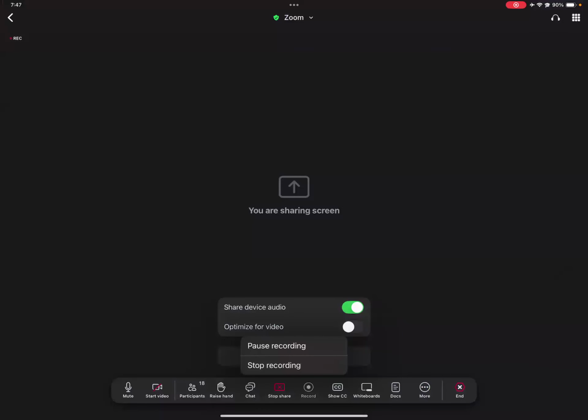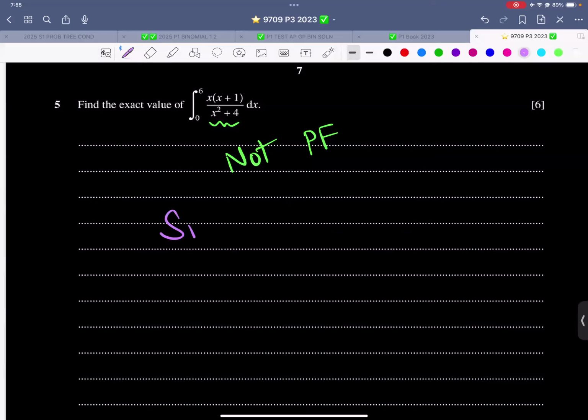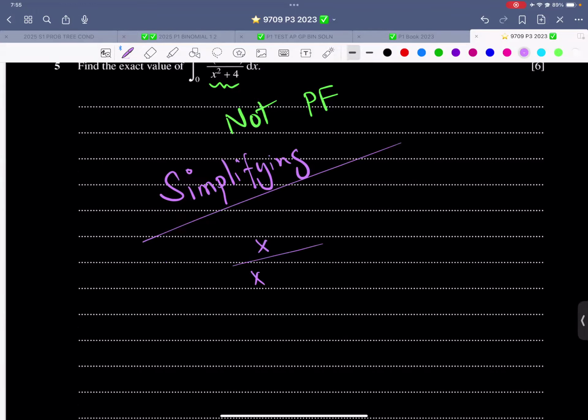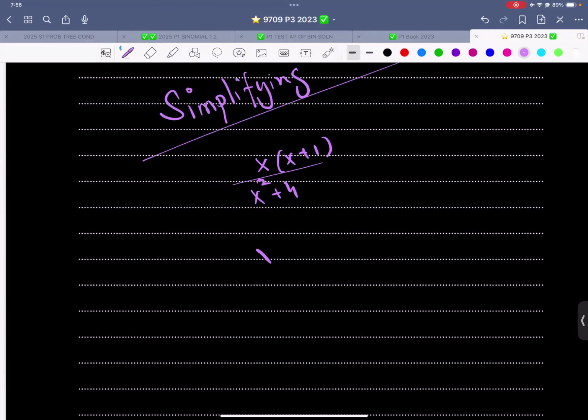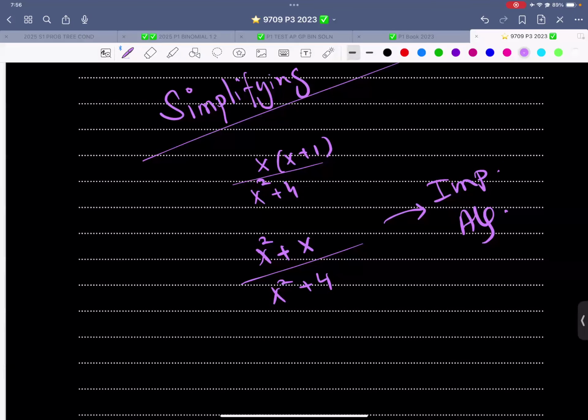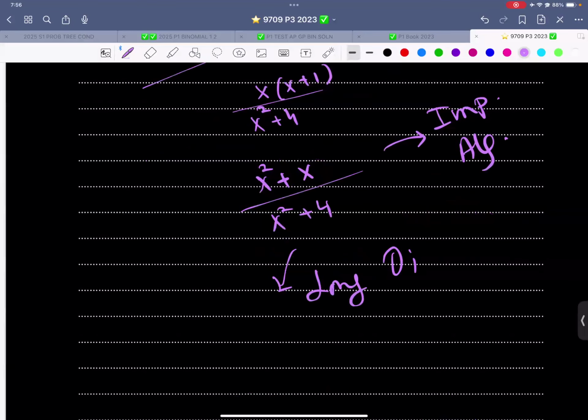One quadratic factor is downstairs. This is basically about simplifying the fraction first. So therefore, this is x over x squared plus 4, and this is x plus 1. So basically, first multiply, which is x squared plus x divided by x squared plus 4. So this is an improper algebraic fraction. So after long division, it will become proper.